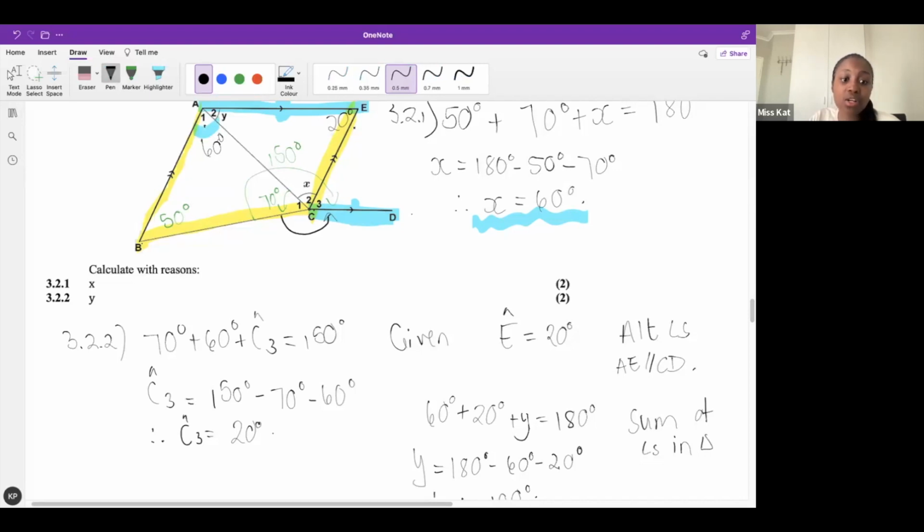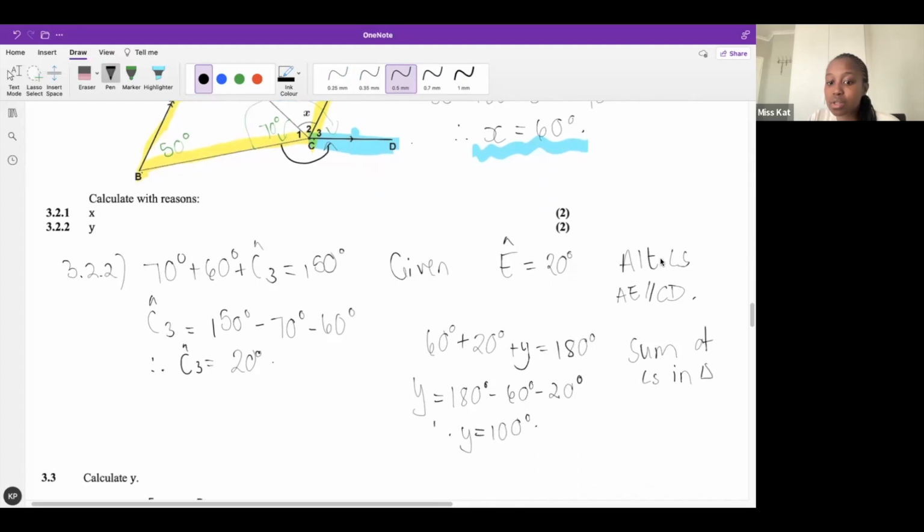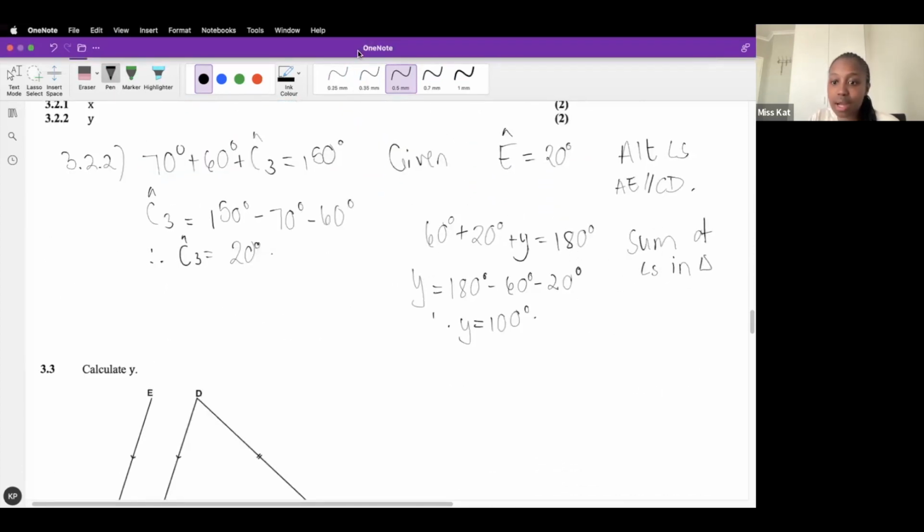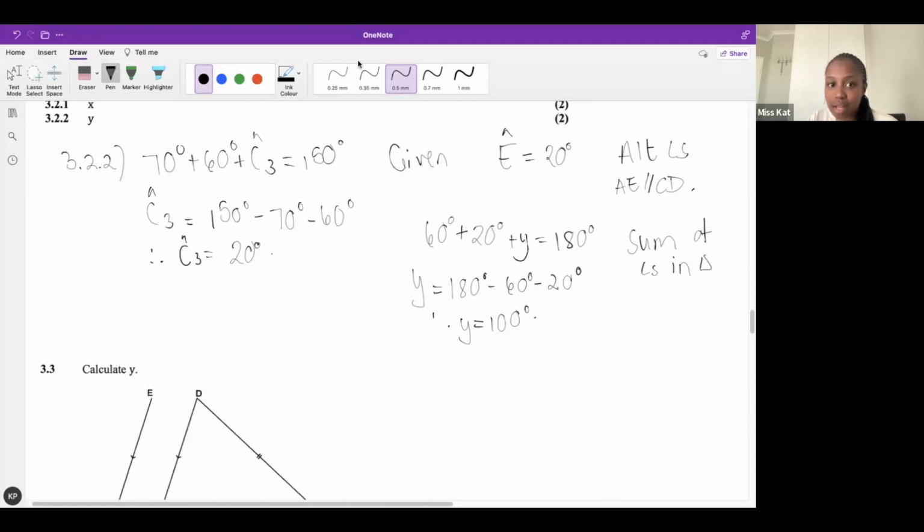Remember, co-interior angles are not equal. They add up to 180. So A1 is 60 plus the 20 plus Y. It looks a lot like this one. It's just that your reason will be co-interior angles instead of sum of the angles in a triangle. There we go.